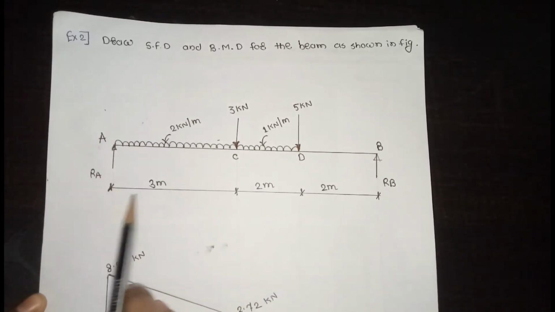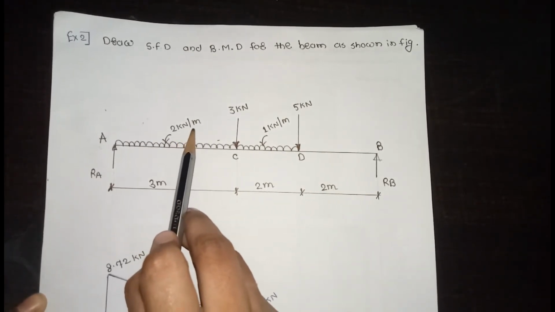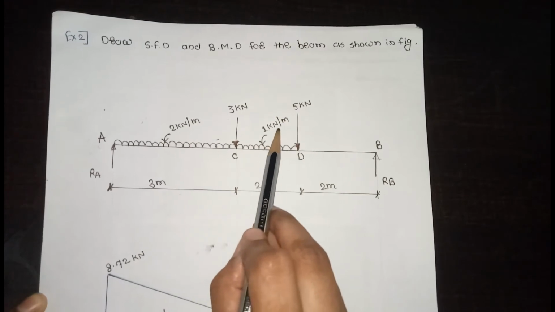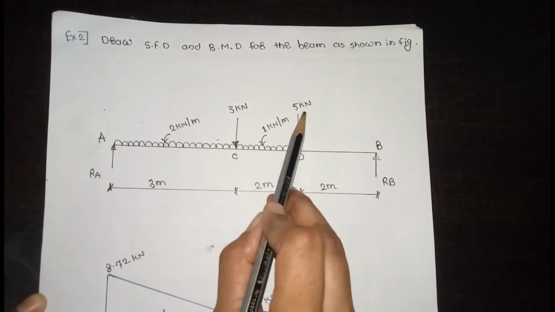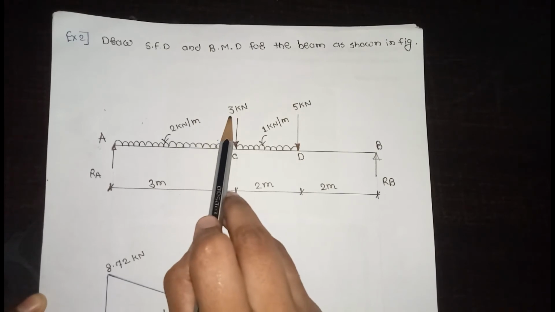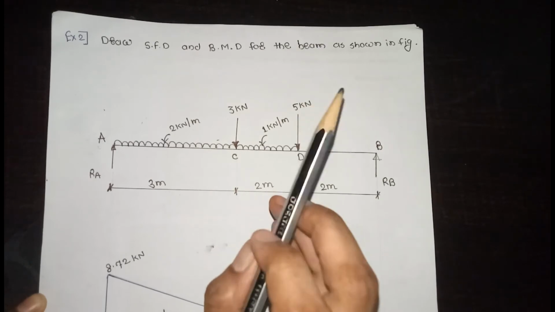The total span of the beam is 7 meters, with UDLs of 2 kN per meter and 1 kN per meter, and 2 point loads. The first point load is 3 kN and the second point load is 5 kN.